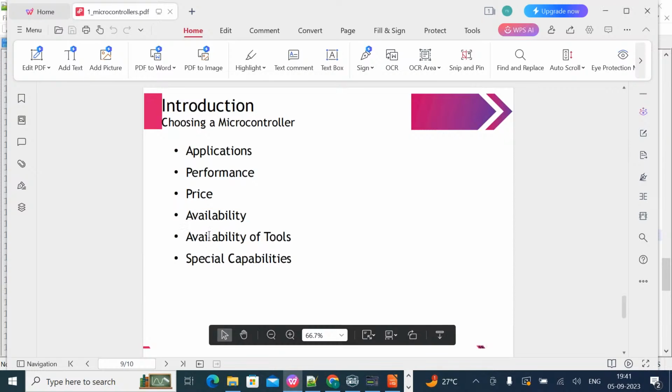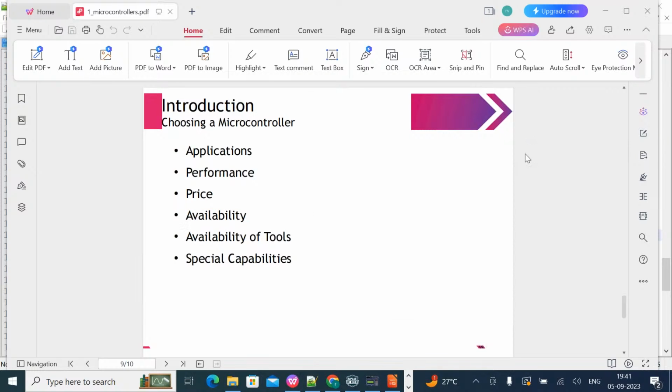Understood? Next point is availability of the tool. What does that mean? You are selecting a microcontroller, but do you have all the tools to develop with that microcontroller? If you have, go with that. Otherwise, you selected the microcontroller but you don't have the tools to work on it. No use of it. So please take care of this point also.